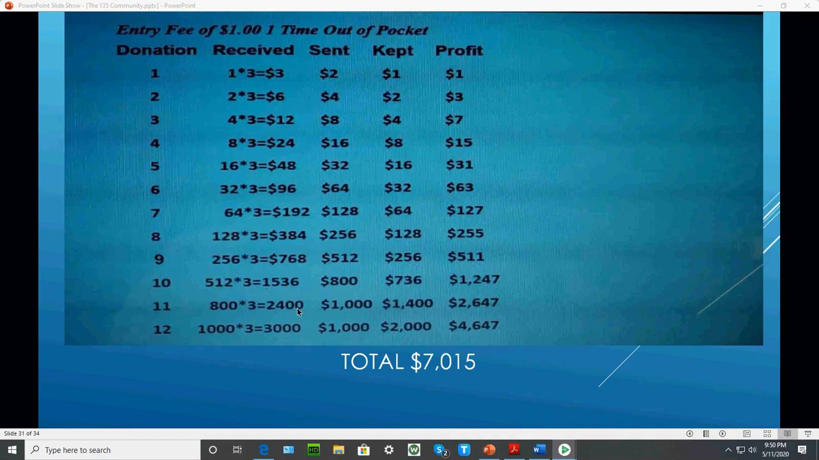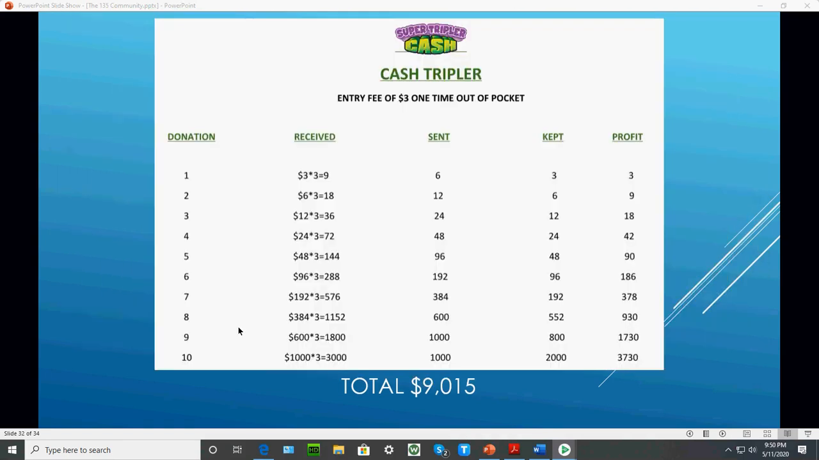Got it? So now, the 12th donation day in the $1 process becomes the 10th donation day in the $3 cash tripler. So now the three people at this juncture will now donate to you $1,000 each. That's $3,000 that you take in. You're going to take $1,000 and donate that to your inviter, and you're going to keep $2,000 for yourself. That takes you up to $3,730 just in the cash tripler.